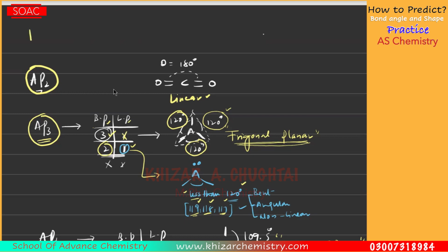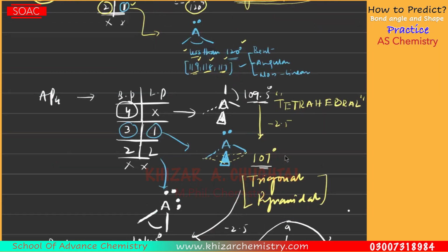So these are basically the types of covalent molecule. So now come to the next one.